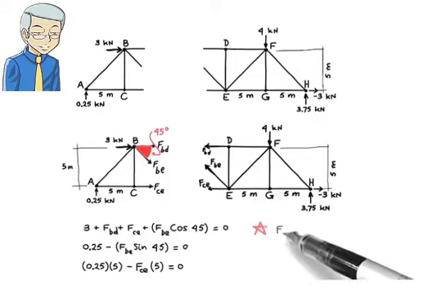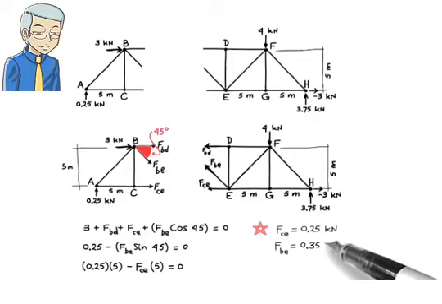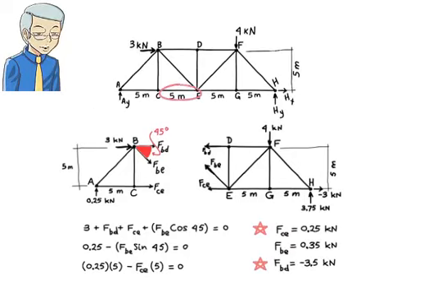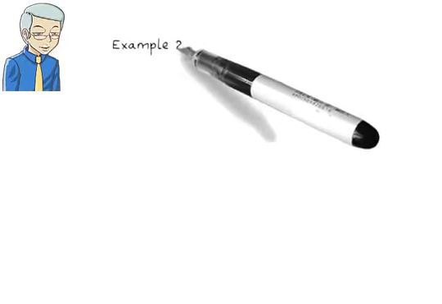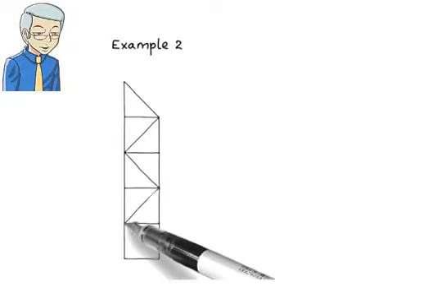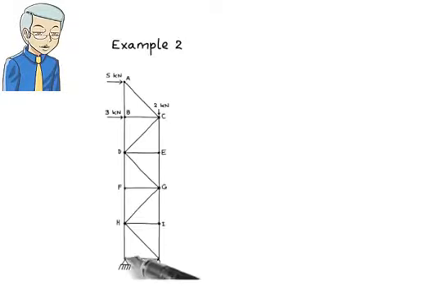Solving these equations for the unknowns, we get, member CE carries a tensile force of 0.25 kilonewton and BD carries a compressive force of 3.5 kilonewtons. Example 2. This example illustrates the convenience of using the method of sections for finding one member force at a time. Say we wish to determine the force in member CE.